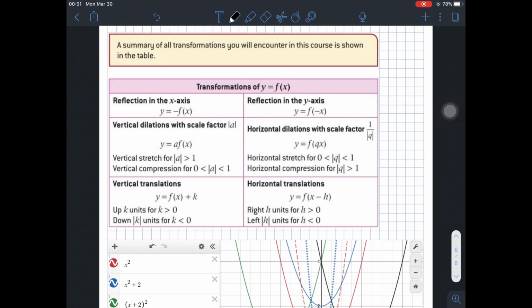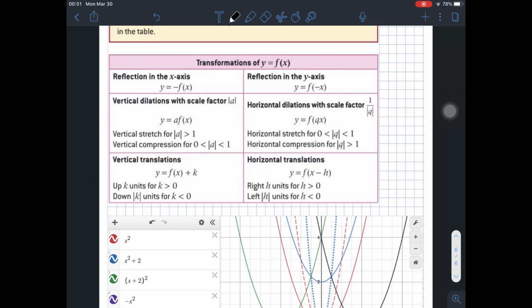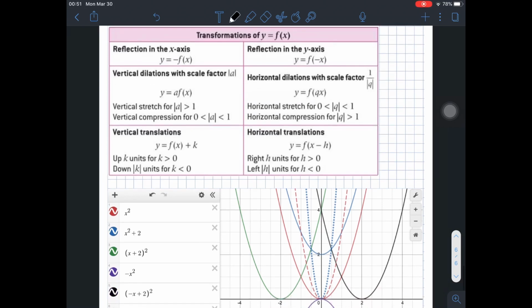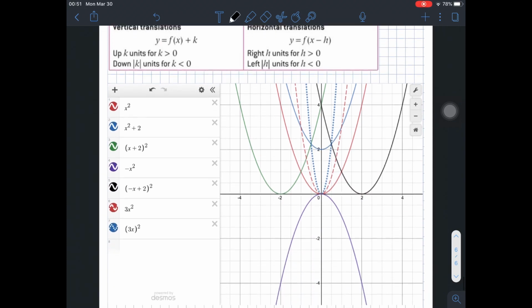When we say horizontal dilation or stretch or compress, we put the number in front of the x inside the function. And finally, vertical translation. Vertical, when we add or subtract a number outside the function. And horizontal translation, when we add or subtract a number inside the function, affecting the x value, okay?